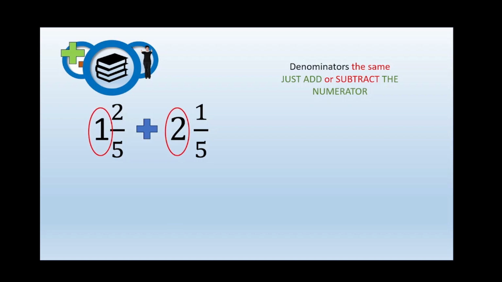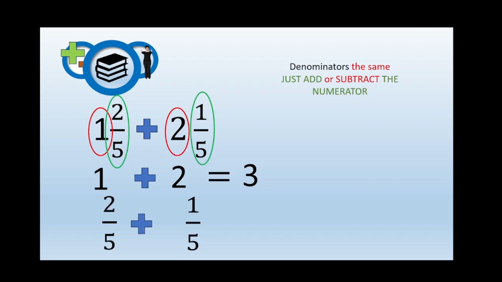All I have to do is add the whole numbers. So in this case, 1 plus 2 equals 3. Then I add the fractions, and because the denominator is the same, I just add the numerators. So I get 2/5 plus 1/5 makes 3/5. And here's the magic: I just bring these things together. So the answer to the question is 3 3/5.